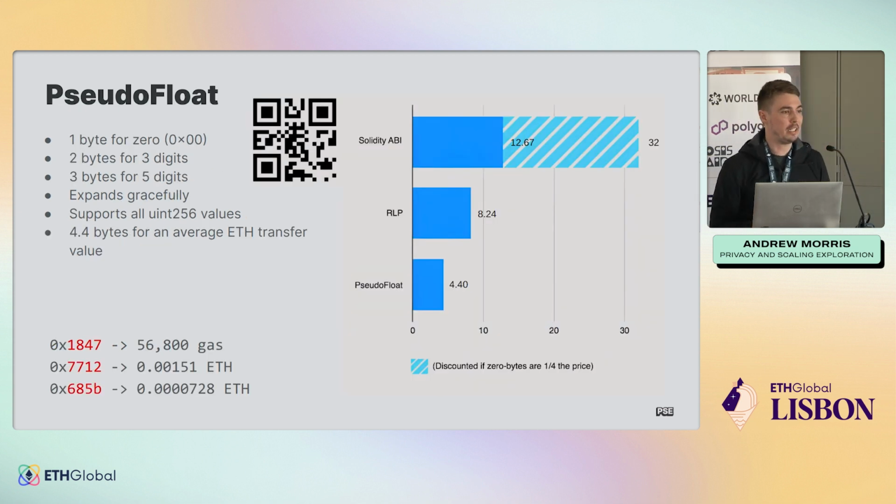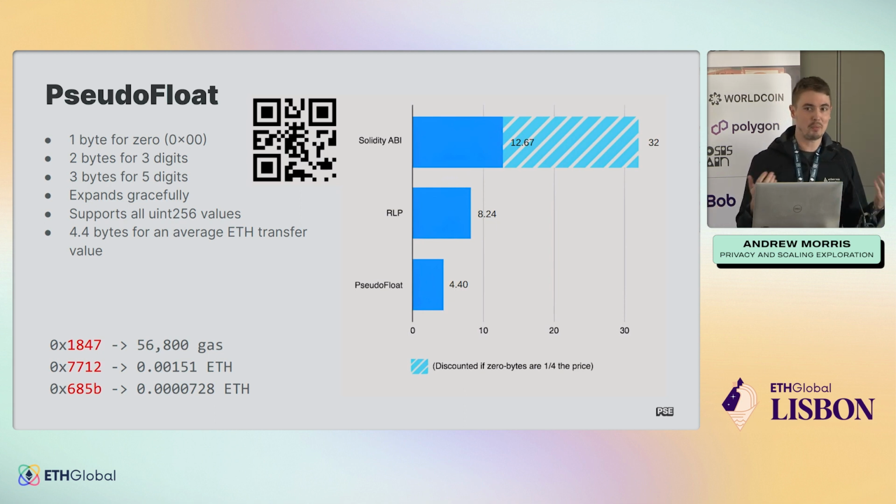Another thing that we are leaning on quite heavily with the encoding is this format called pseudofloat, which is a format for representing decimal quantities really efficiently. What this format allows us to do is, if you've only got 3 digits of precision in your quantity, say you're sending 0.101 ETH, that's only 3 digits in there, and we're able to represent that quantity in only 2 bytes. If you need more digits than that, obviously sometimes you do, then it again expands gracefully, and you can still do that as well. And it supports the full uint256 range.